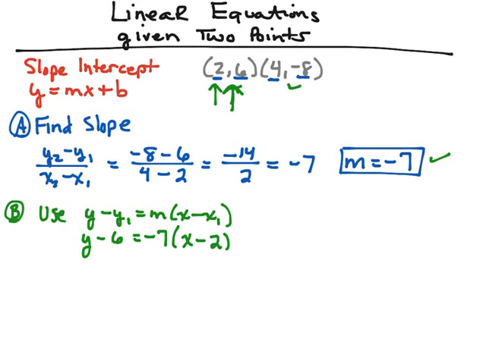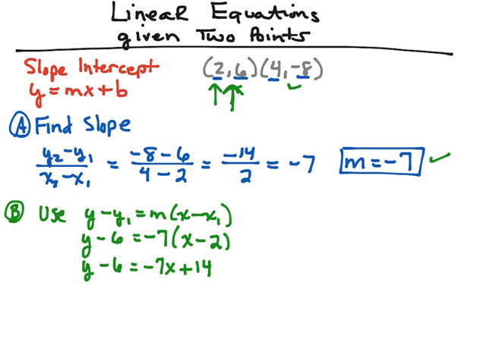What I'm going to do now is go ahead and simplify this. To simplify this, I'm going to start by using the distributive property. Negative 7 times the x is a negative 7x. If I multiply negative 7 times a negative 2, I get a positive 14. So I now have y minus 6 is equal to negative 7x plus 14.